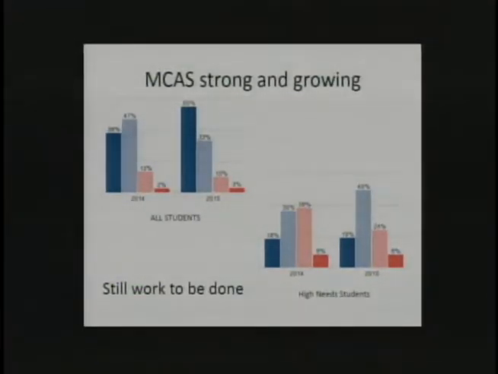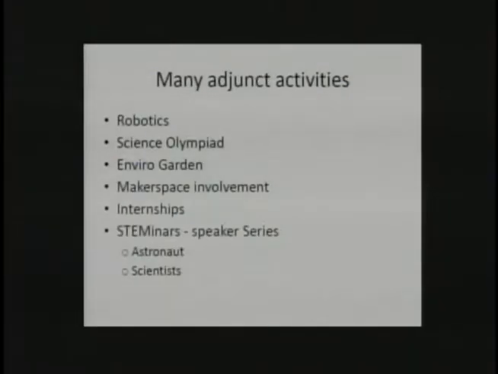We still have a lot of work to do. We're interested in those kids that are in that gap. You can see that our proficient group went up, but we still have more people in those later bars there than we want. And we're looking at strategies to solve that. So we have many adjunct activities at the high school.